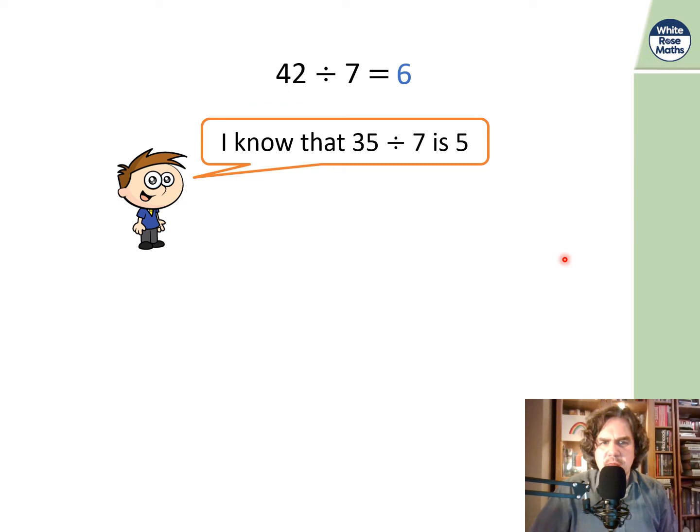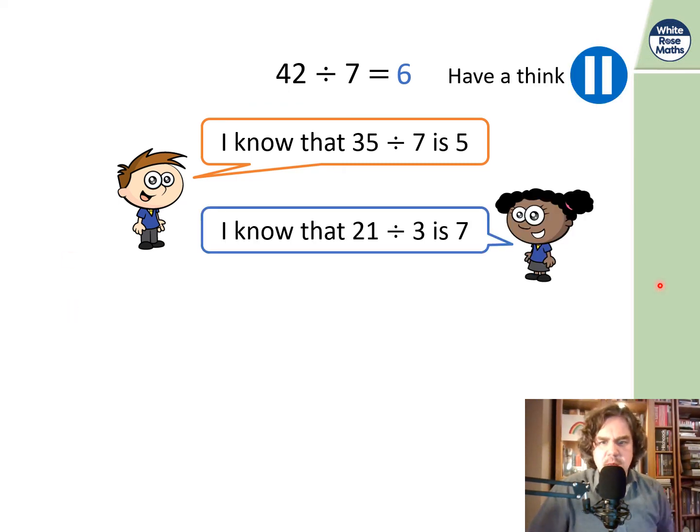Here's another problem for you. I know that 21 divided by 3 is 7. Have a think. How could you show that with an array?